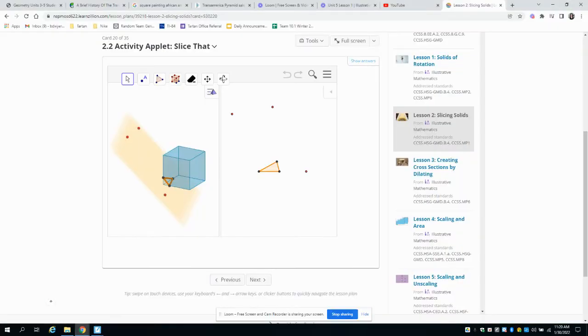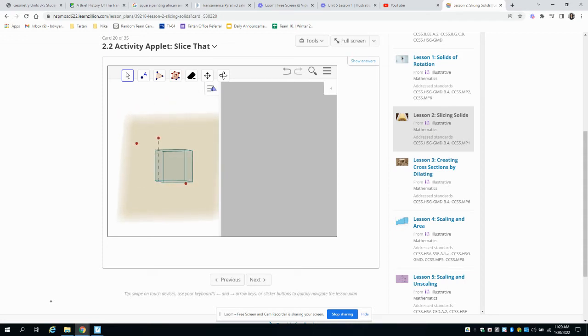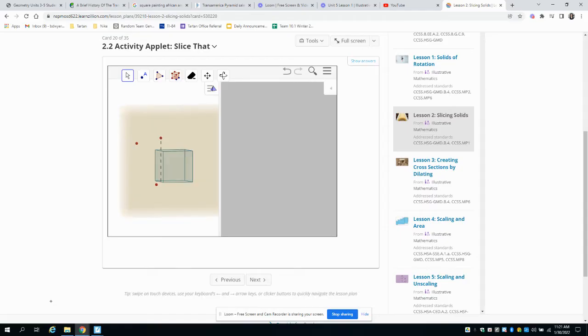So right here, we can play around with this. Here's the plane going through, and you can see the cross section cutting the three-dimensional shape over here. And here's the 2D cross section shape that's being created. As we move this plane through the shape, if we go here, we get a pentagon, so we can get a pentagonal cross section. Parallel to the base, we get that square. And we can move all around to get different types of cross sections.